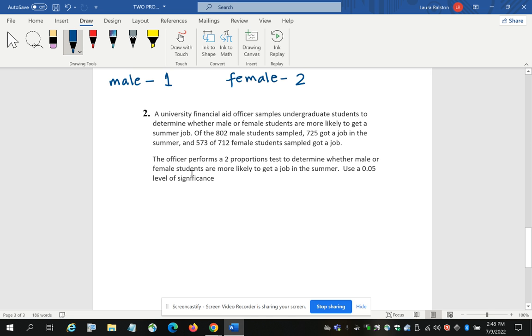And it can benefit you to actually write that down just like I did. He says whether male or female. So we're comparing male to female, and the statement he's making, they are more likely to get a job in the summer.